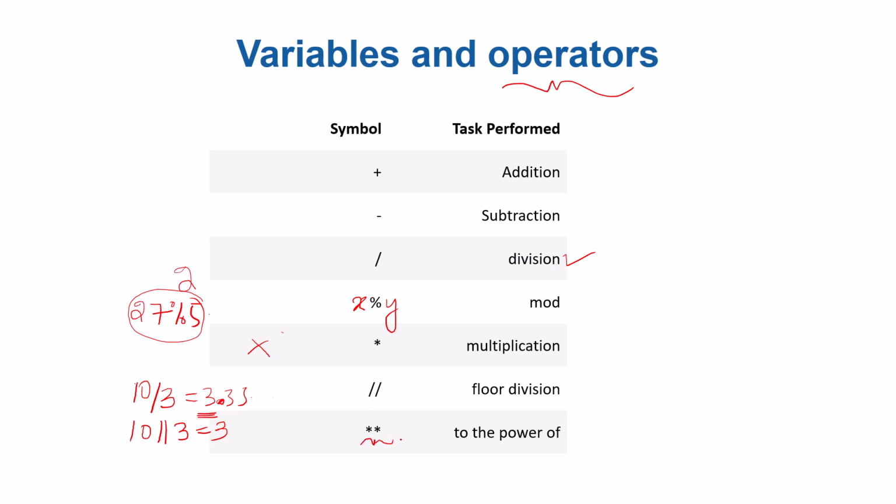This double star is used to compute the power. For example, if you want to compute 2 to the power 4, you write 2 double star 4. That means 2 raised to the power 4. In mathematics, we write this as following. And the result will be 16. You can save that result in another variable, or you can just print it, or you can write that in a file or whatever. So these are the most important operators.